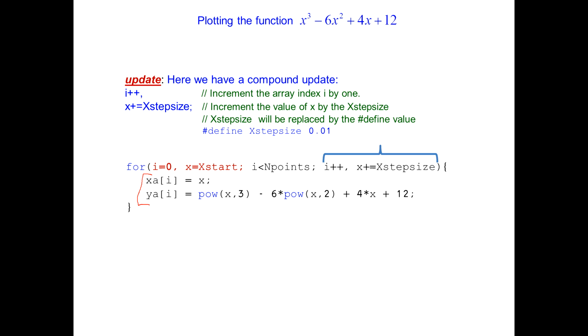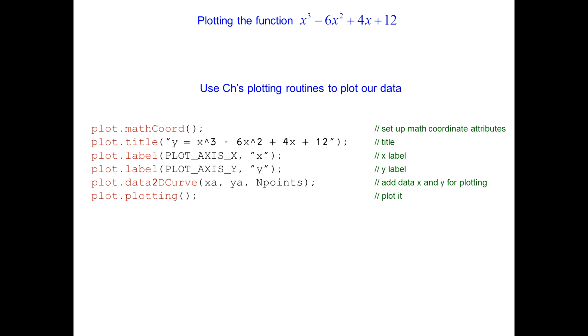Alright, so when we're done with this for loop, once we've generated all 800 points, next what we're going to do is actually plot it. Here we're using CH plotting routines. Notice we have a data structure written for us, so we're saying plot, then the period, and then we can use the functions that are part of this data structure. So here we have math coordinate. This is a function call that sets up all the plotting coordinates for us. It's just something that we have to call first.